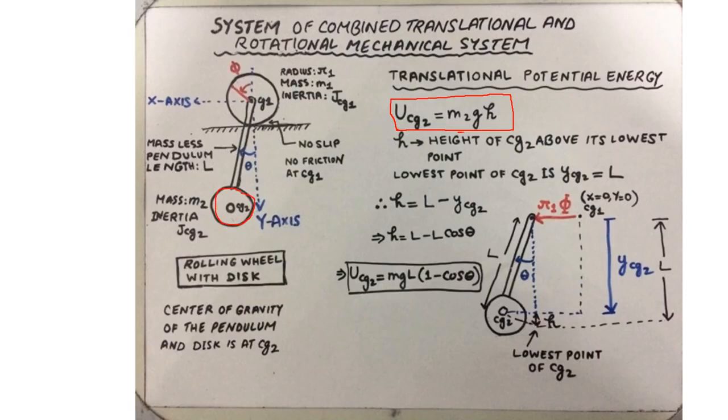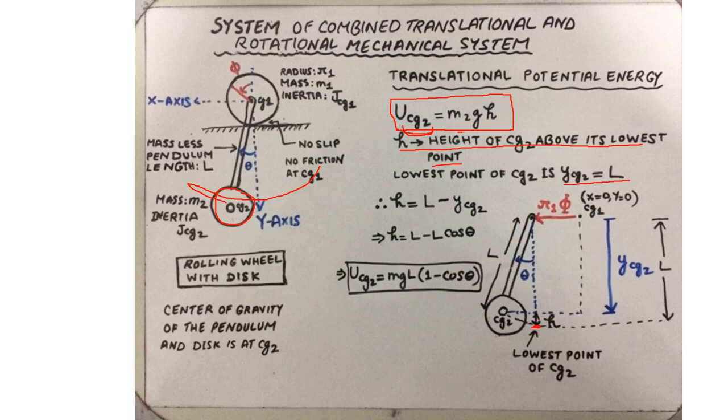So the potential energy of the system can only be attributed to the height of the center of gravity of the disk as the disk rotates about the z-axis. Let h represent the height of CG2 above its lowest point. So what is the lowest point of CG2? That is when yCG2, the y component of its displacement, equals L.